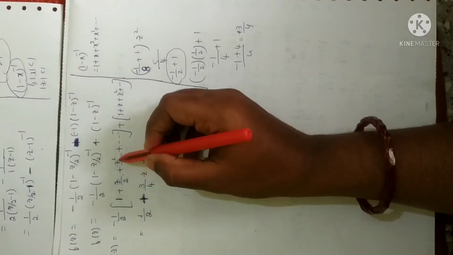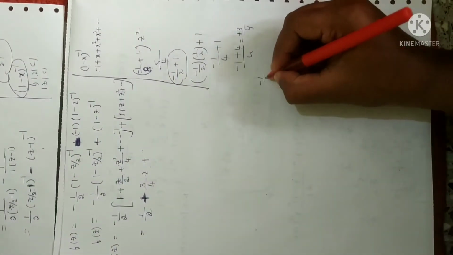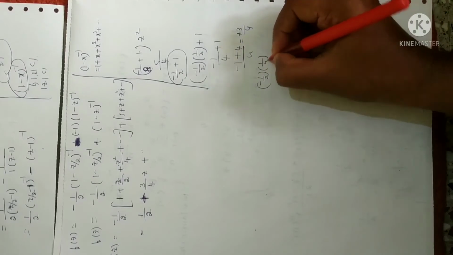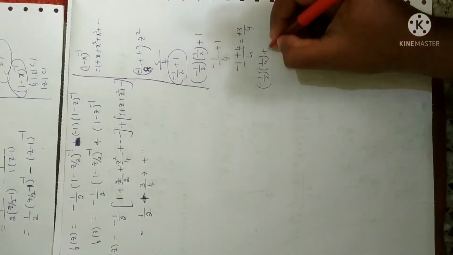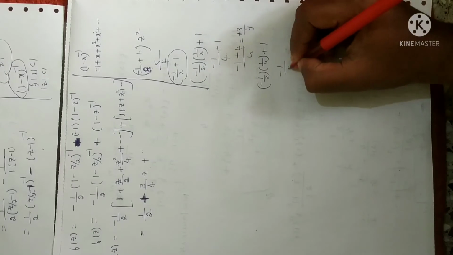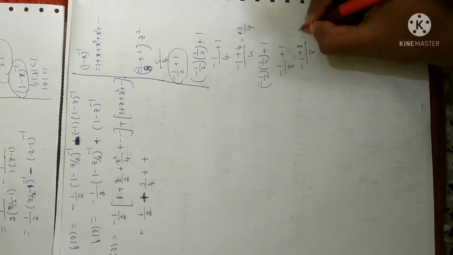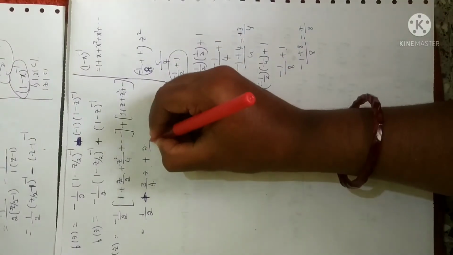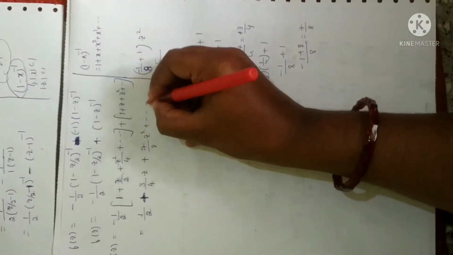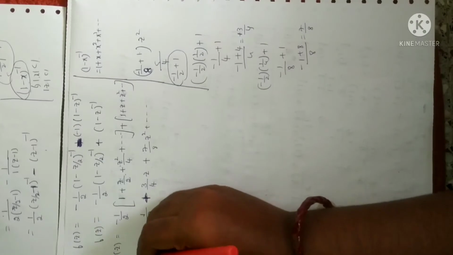Similarly, for the z square coefficient, it is minus 1 by 2 into 1 by 4. Here the z square coefficient is 1. So plus 1. You will get minus 1 divided by 8 plus 1. If you take the LCM, you will get minus 1 plus 8 divided by 8, which is 7 by 8 times z square. So this is the required expansion of the given problem.